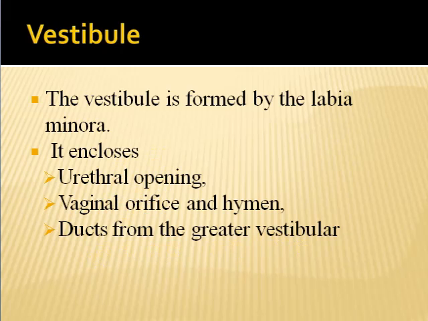What is the space available in the labia minora? The labia minora is tissue, and that space we can call the vestibule. In that space only the urethral opening and the vaginal orifice are present. The diagram is very important here, then only we can understand.